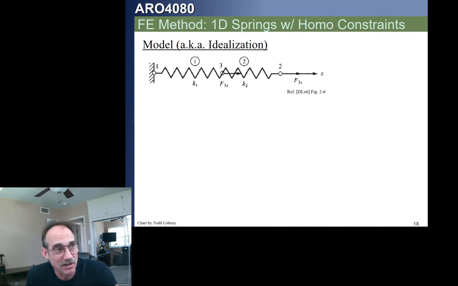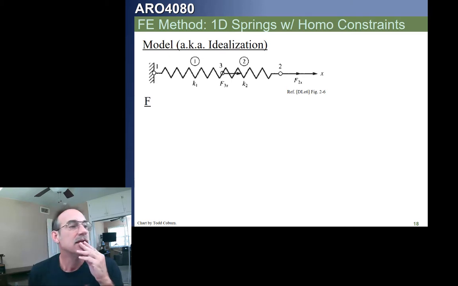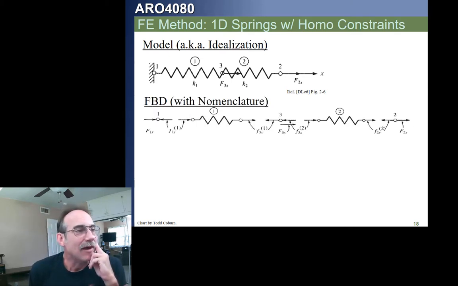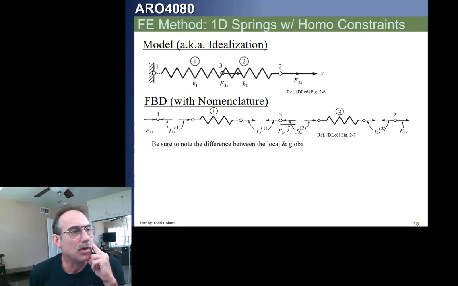Okay, that means, taking a look at this, we can see that we actually have a force at node 1. We just don't know what it is. It's because of that constraint. All right? Okay. So let's draw a free body diagram. We've got node element 1 and element 2. We've got the forces.